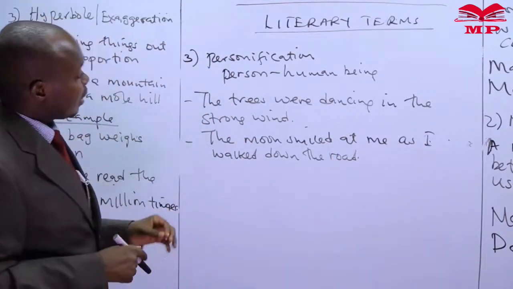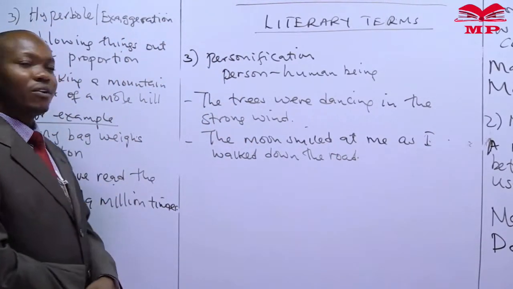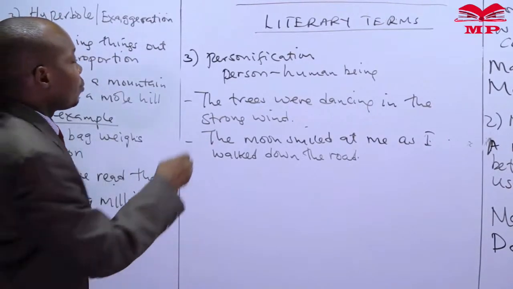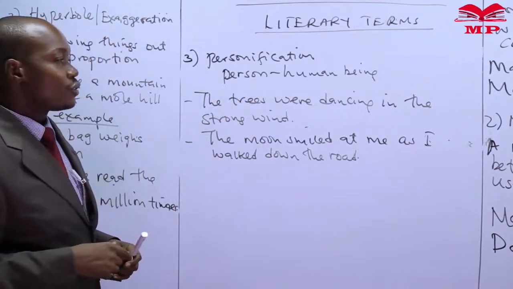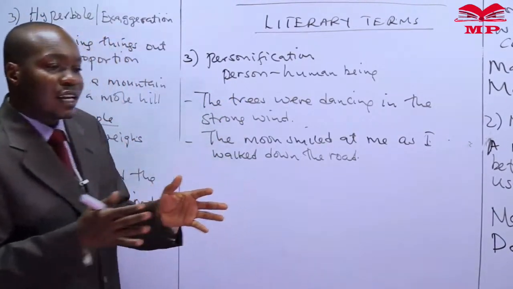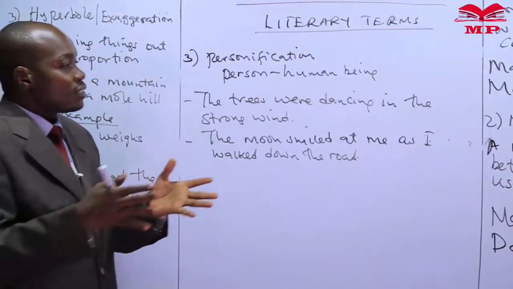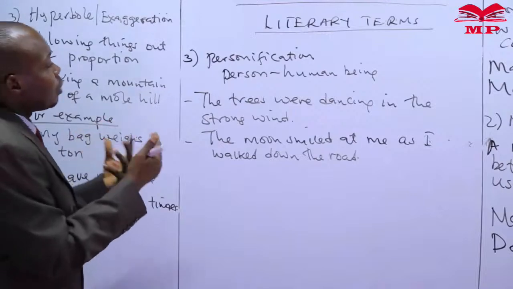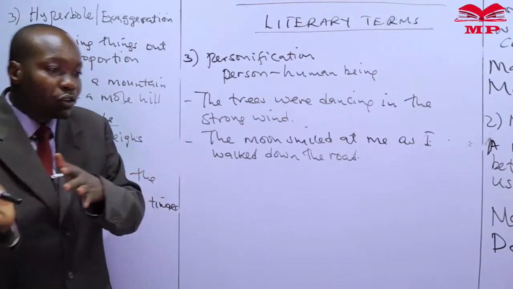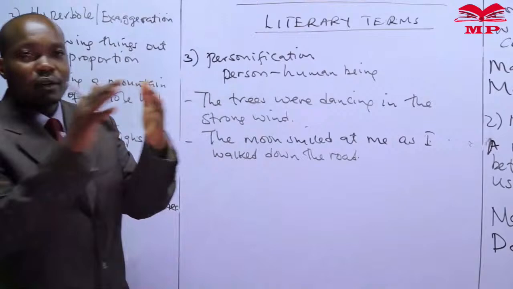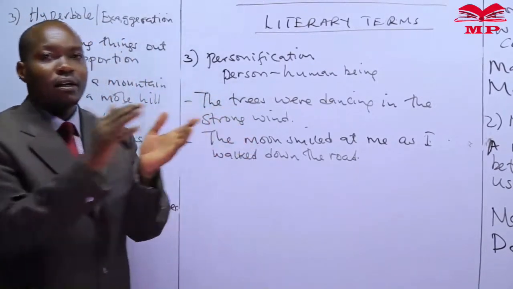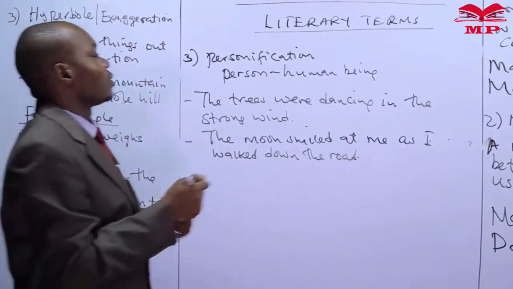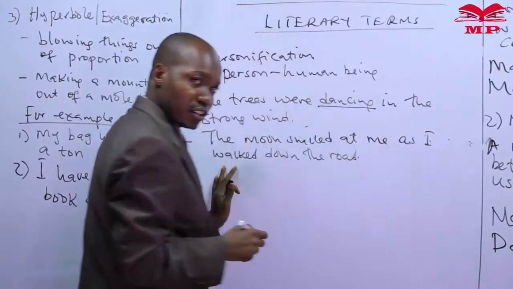Now, can trees dance? No, trees cannot dance. It's only human beings who can dance. So we are giving them this trait of dancing. We are saying the trees were moving in an orderly manner. You know, when you dance, you move in a systematic manner, okay? So we are saying the trees are moving in a systematic manner. Maybe all of them are moving towards one direction, then back. They move, then back. So they have been personified. That is, they're dancing. That's personification.